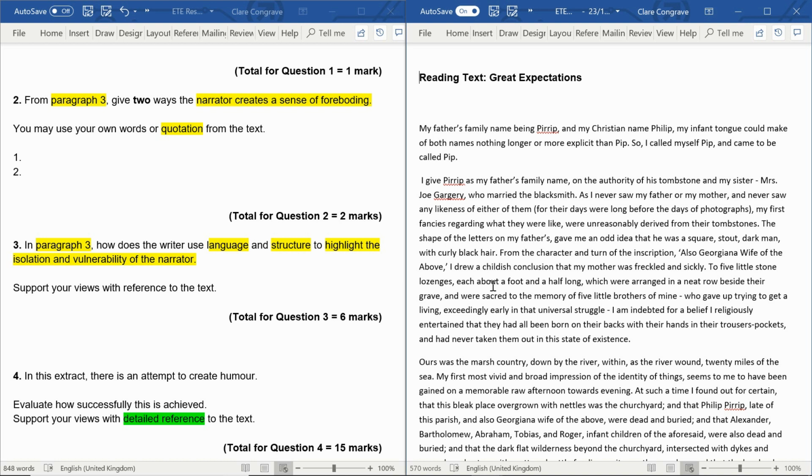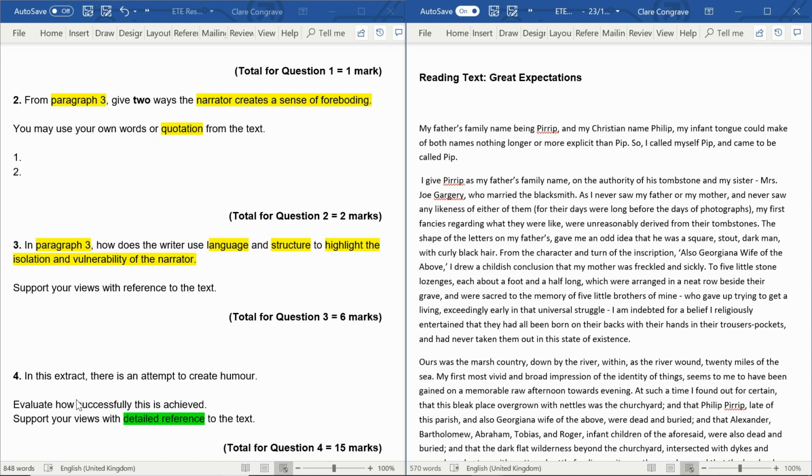Now let's zoom in on that question and break it down. It'll always say something like, "In this extract there is an attempt to create humour." "In this extract there is an attempt to create an atmosphere of mystery." "In this extract there is an attempt to create tension." So there'll be some kind of statement that is going to be true in terms of the text. Then we've got, "Evaluate how successfully this is achieved." So this time, how successfully does the writer create humour?